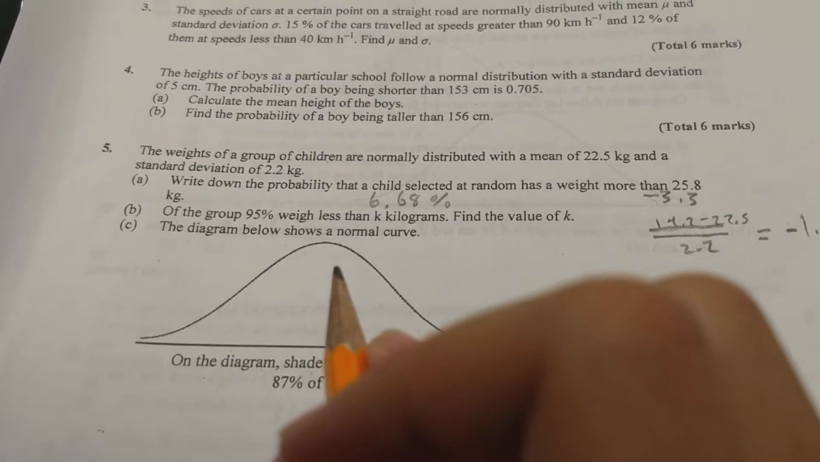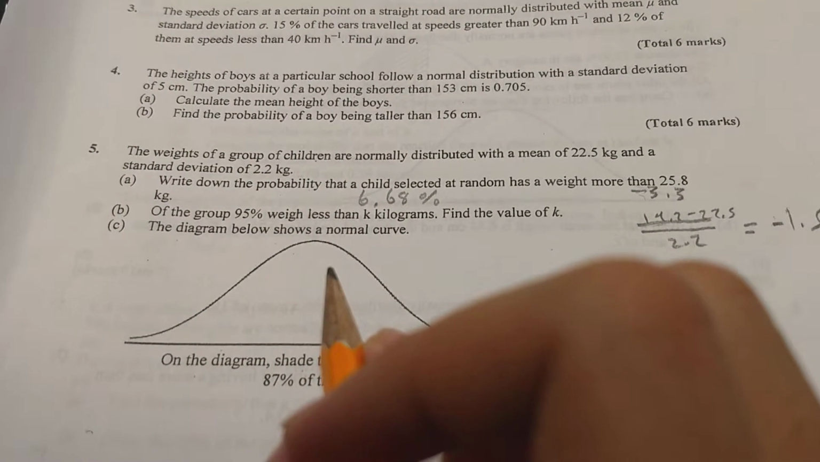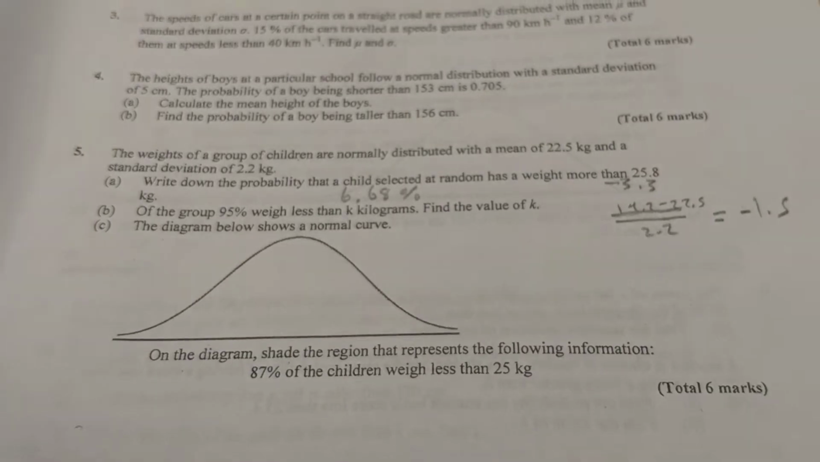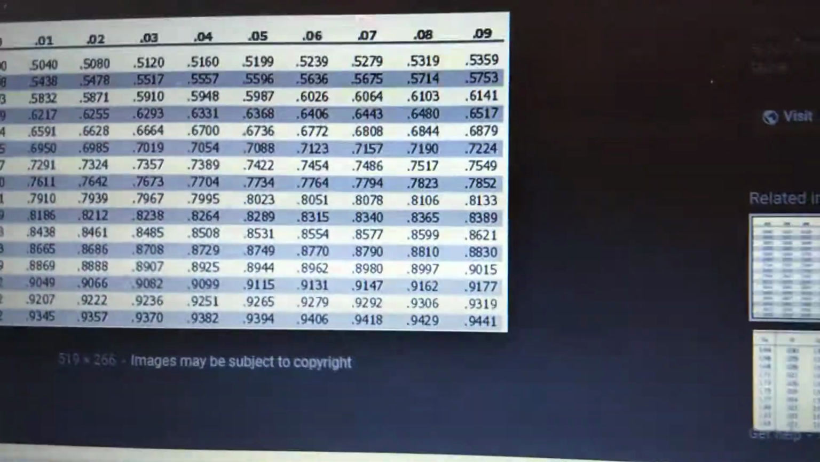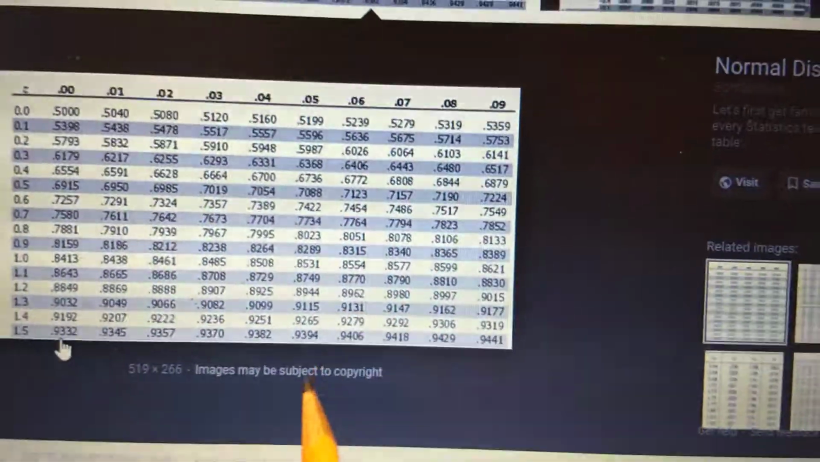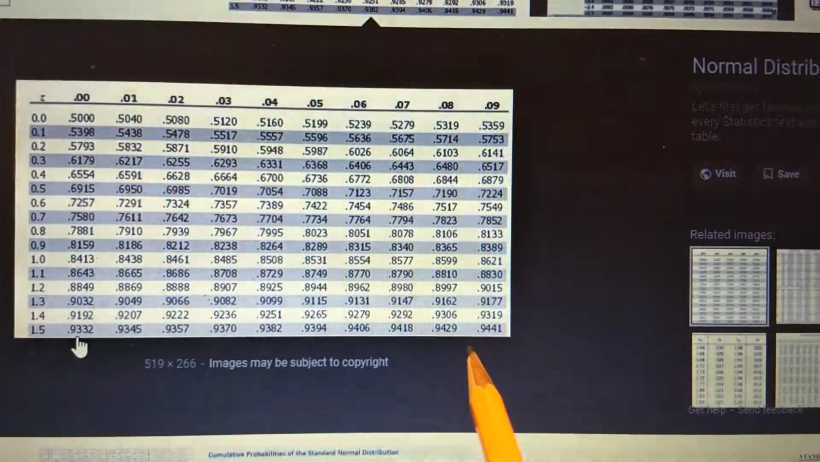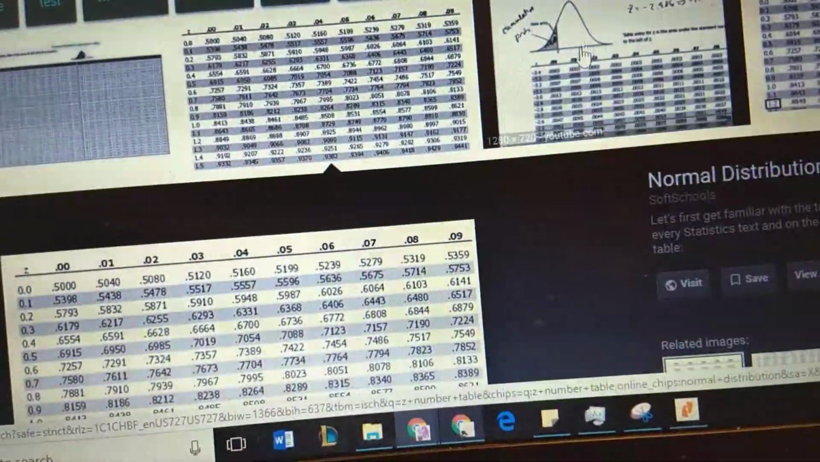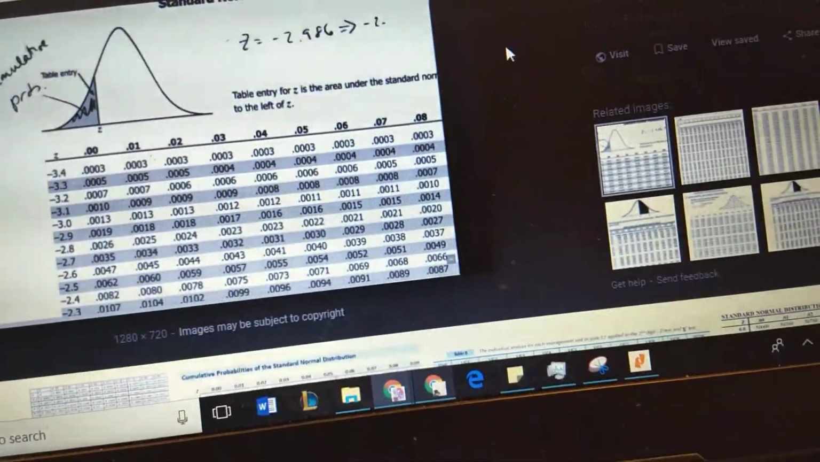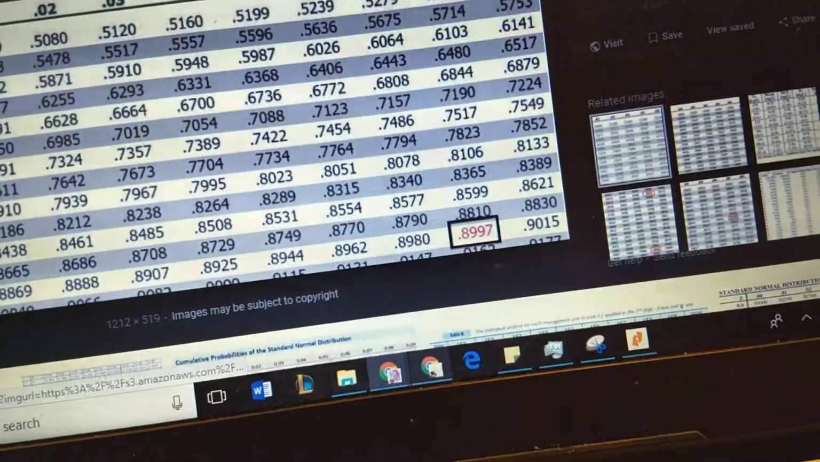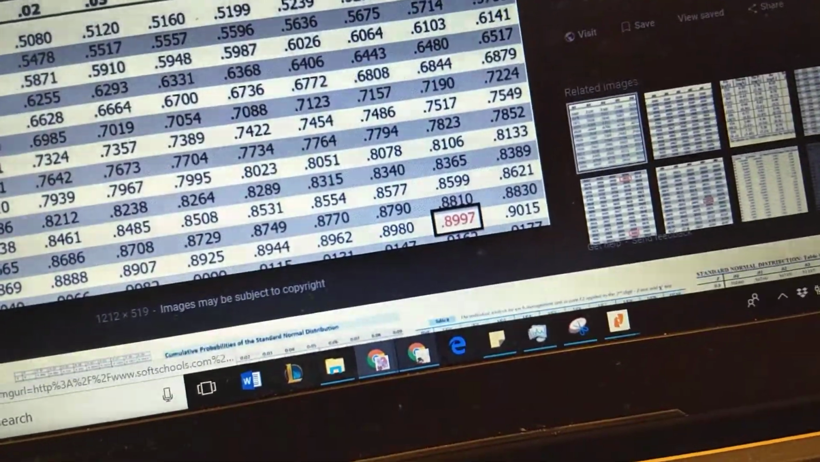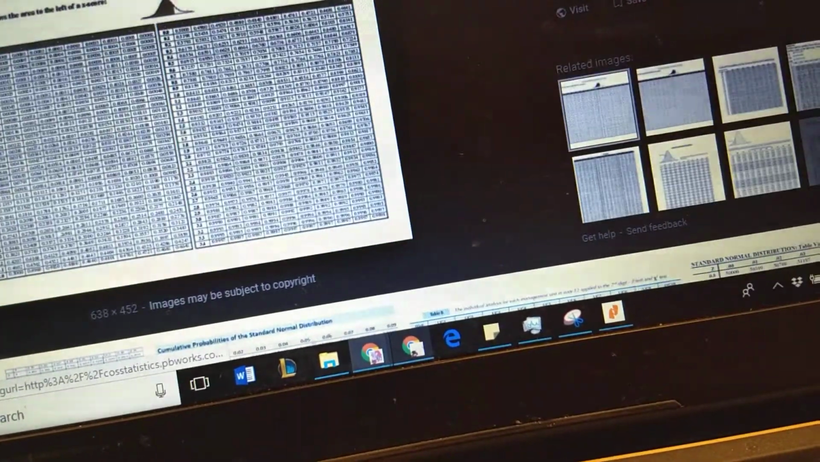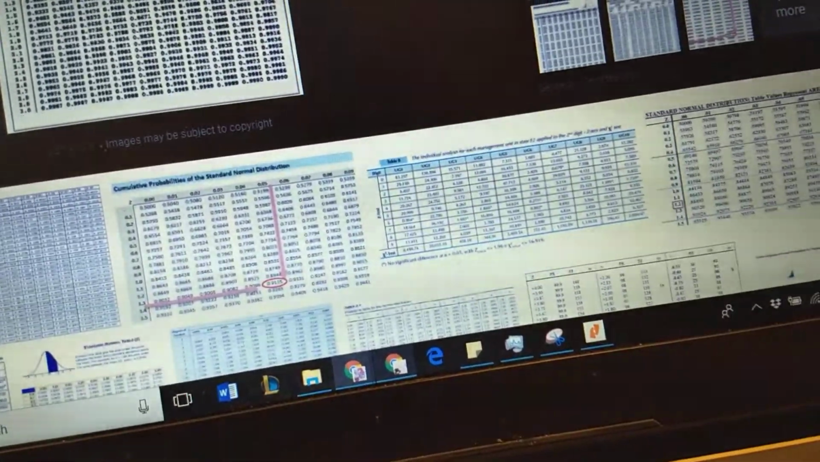The next one says, of the group, 95% weigh less than k kilograms. Find the value of k. For this one, we go back to our chart over here. It wants us at 95%, or the value of 0.95. Let's find one that's a bit more expanded.